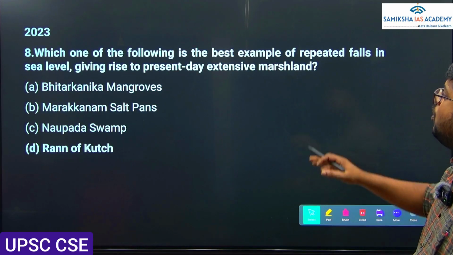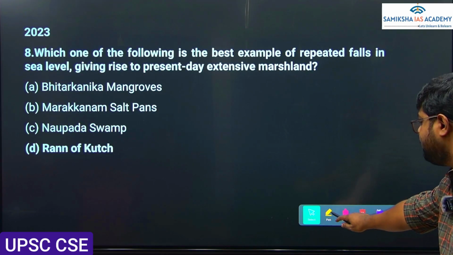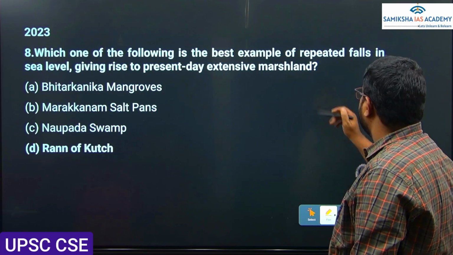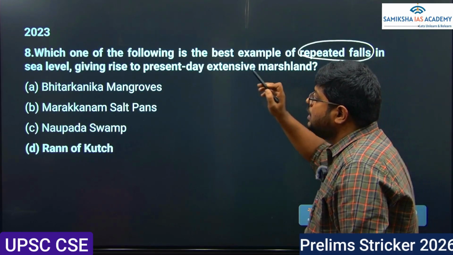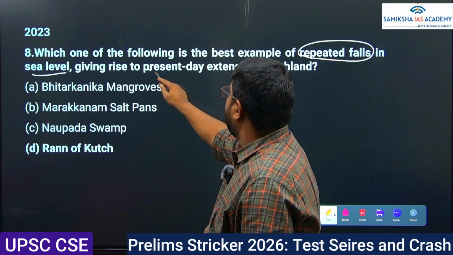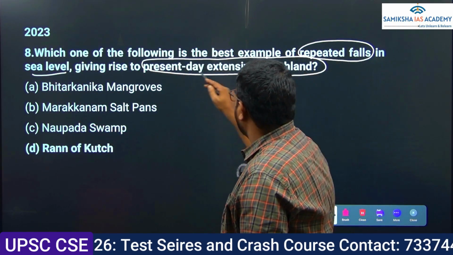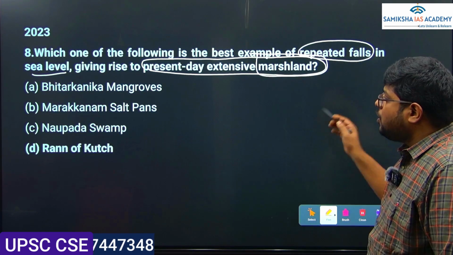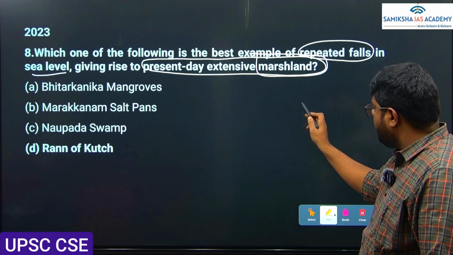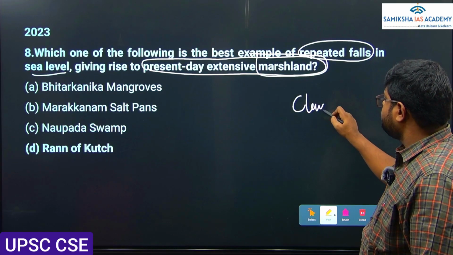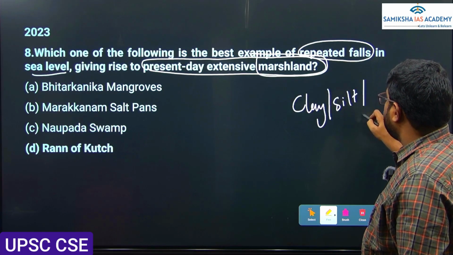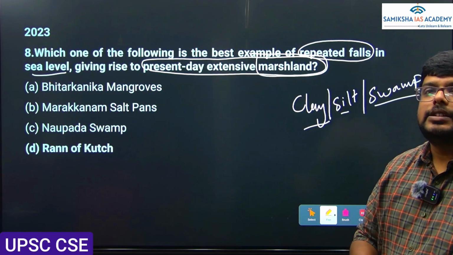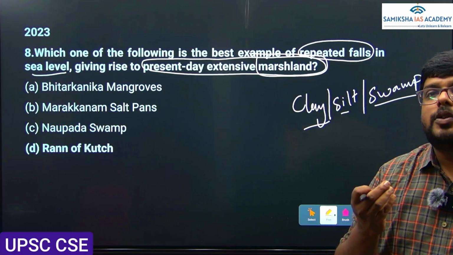This we should attempt. Which one of the following is the best example for repeated falls in sea level, present day extensive marshland? Here the question is about marshland. What are marshlands? Normally marshlands are the areas where we are having clay, silt or swamps. That means where we are having more amount of sludge.